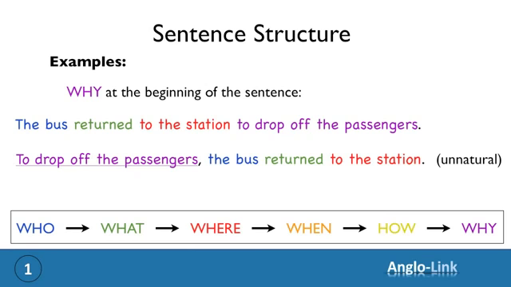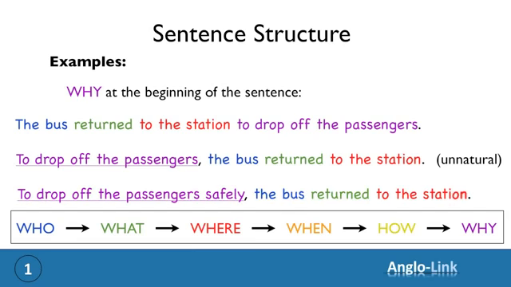But now let's emphasize the reason a bit more. For example, to drop off the passengers safely, the bus returned to the station, and it sounds fine. So remember, you can start a sentence with another element than who, what, but you have to have a good reason for it.